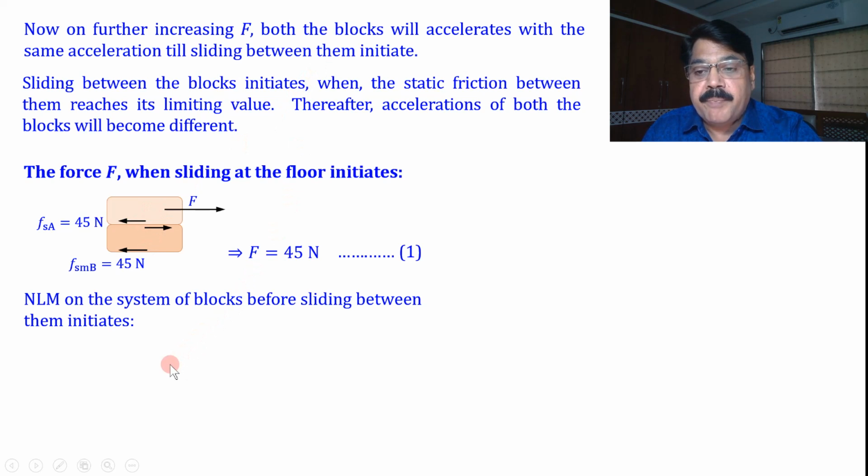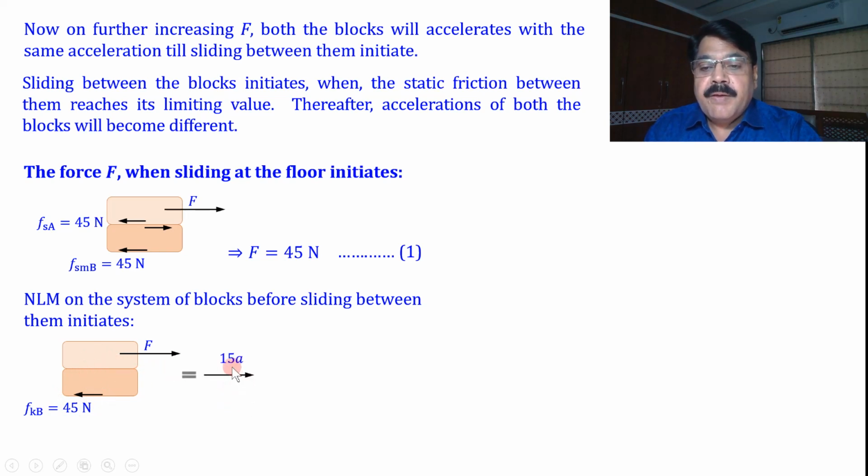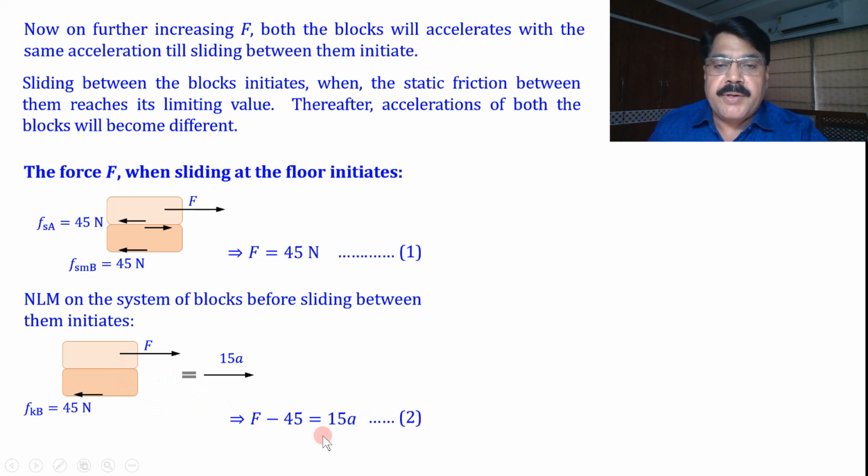Now we apply NLM on them as a system. So this is force F, this is 45 Newton, and this force is greater than 45 of course, because they accelerate, but it has not reached its limiting value. So that is what? 15A, mass of both the blocks into A. So what we can write here? F minus 45 is equal to 15A, where A means acceleration of A and acceleration of B both. So let us call it equation number 2.